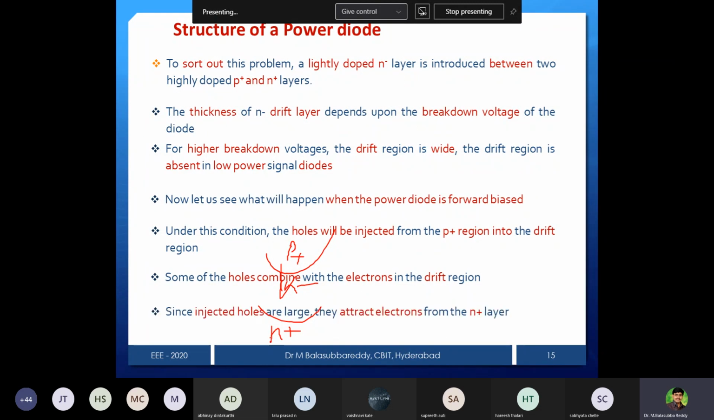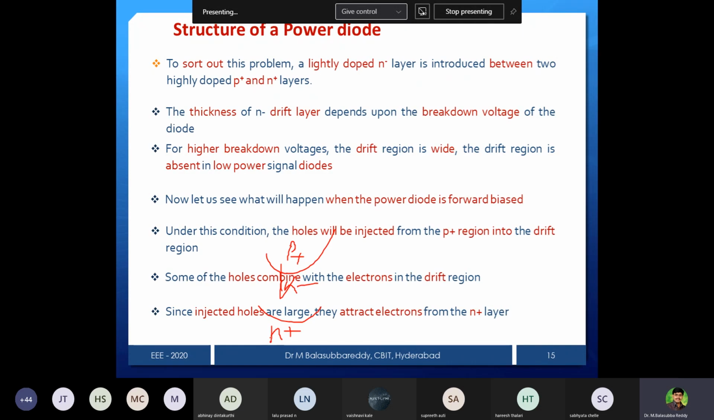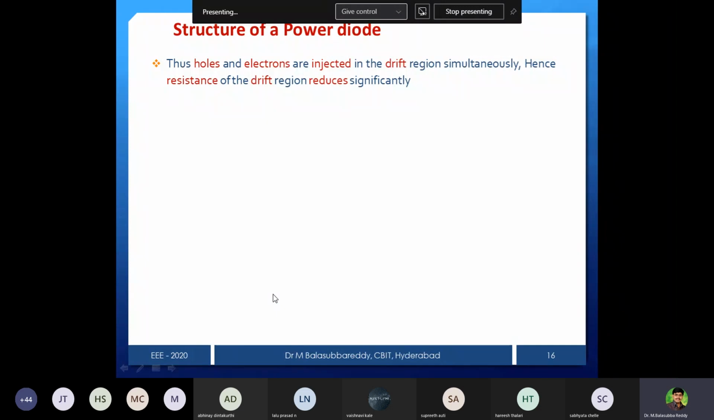Then, the injected holes are large, they attract the electrons from the n plus layer, which is near the n minus layer because we placed it in between. So holes will be injected and electrons will be attracted. Holes and electrons are injected into the drift region simultaneously, as you can see. This side will be injecting and that side will be injecting. Hence the resistance of the drift region is reduced significantly.